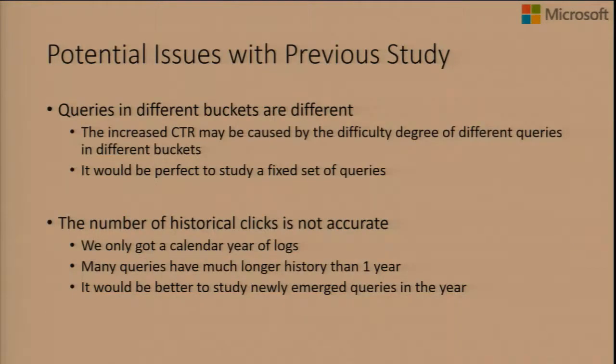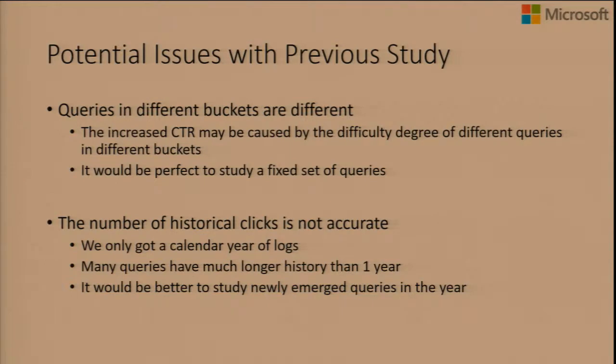Okay, so actually there are two potential issues with the previous study. First, the queries in the different buckets are different, because we partition the query and the day into different buckets according to historical clicks. Many real queries have few historical clicks in one calendar year, so they most likely fall into the left bucket. Popular queries have many clicks, so most likely they fall into the right buckets. So it is possible that the increase of the CTR curve is caused by the difficulty of the queries, because the rare queries are more difficult and the popular queries may be relatively easier. Therefore, it would be perfect to study a fixed set of queries.